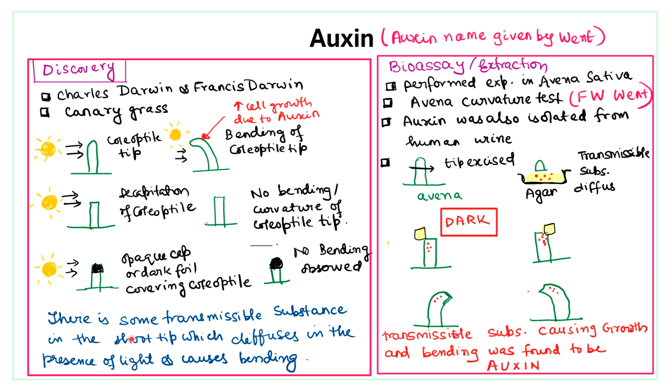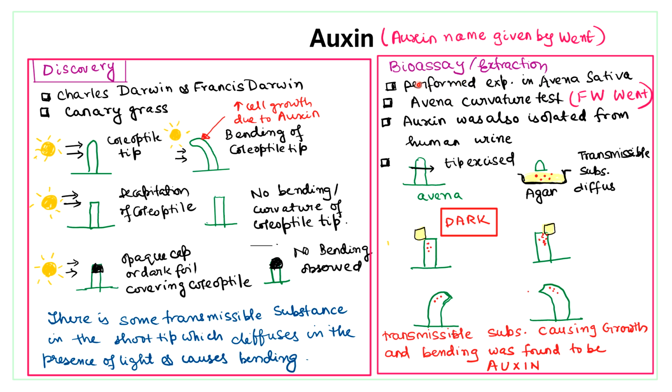So they concluded that bending of the coleoptile tip happens in the presence of light, and the coleoptile tip has some transmissible substance which is causing that bending of the tip. That transmissible substance is able to diffuse to the opposite side or the shaded side, so that there is extra cell division or extra cell growth and bending happens. Later on it was found that this transmissible substance is nothing but auxin.